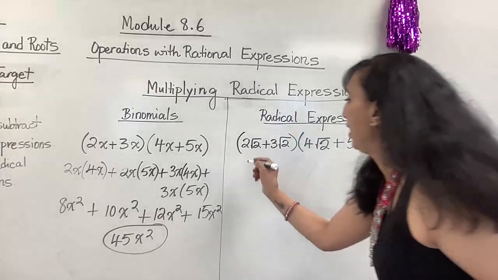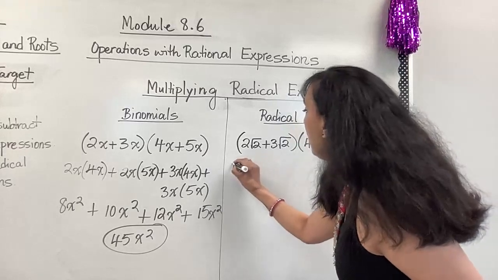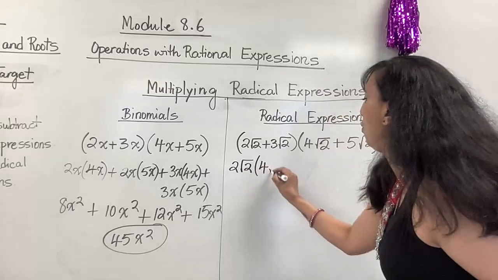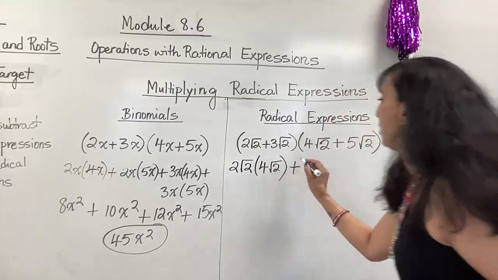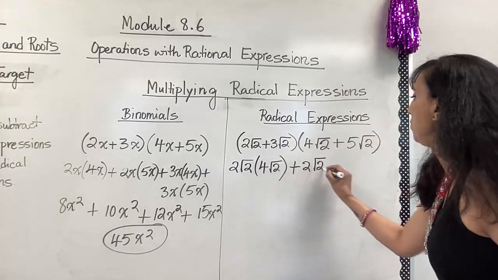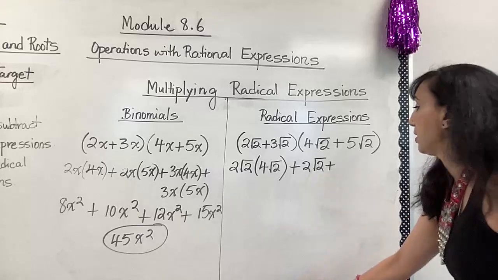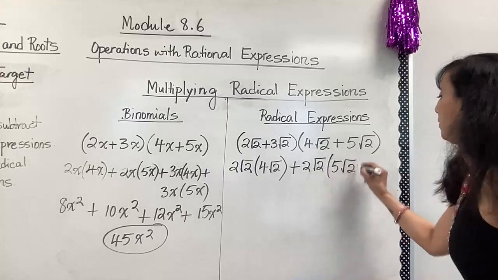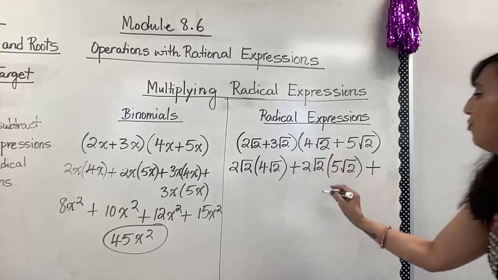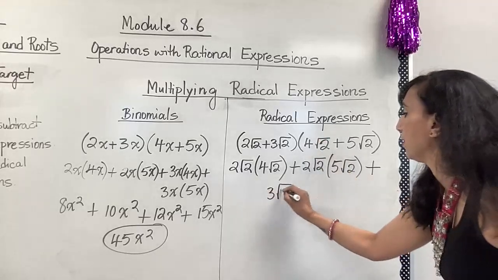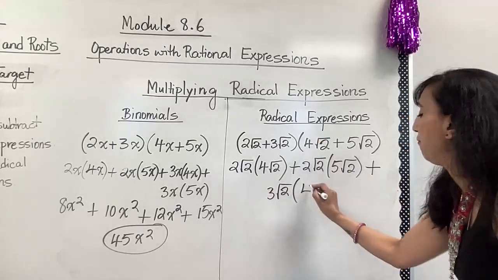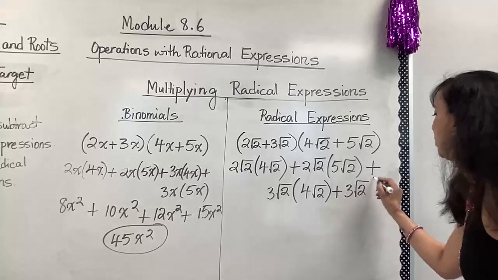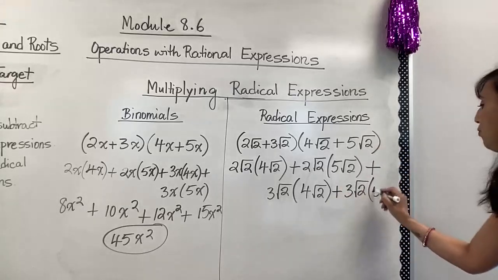It's done the same way, and I have 2 root 2 times 4 root 2 plus 2 root 2 times 5 root 2 plus 3 root 2 times 4 root 2 plus 3 root 2 times 5 root 2.